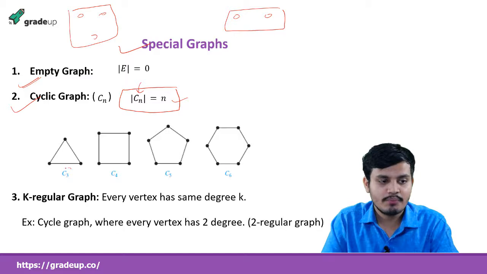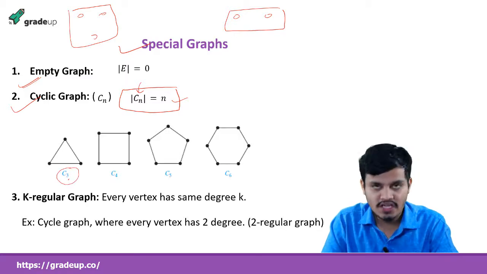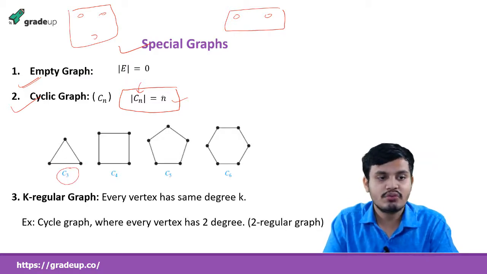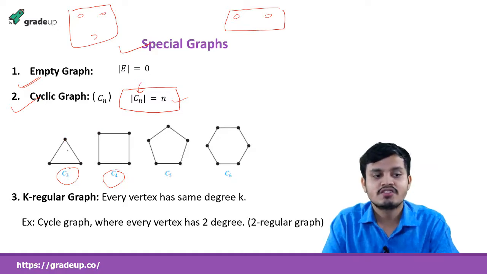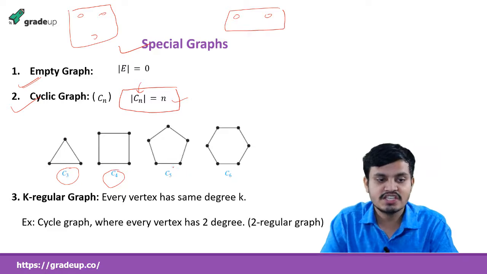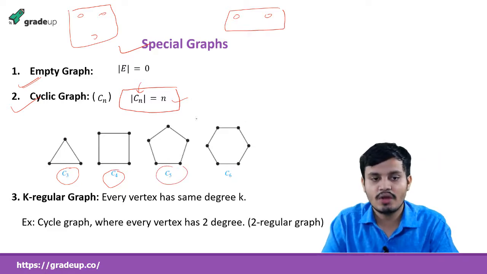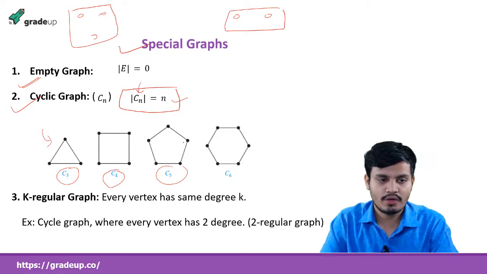So this is C3. How is it C3? Because it has 3 vertices and the number of edges is 3. This is C4, with 4 edges. This is C5. In each there is a cycle. This is an odd cycle because we have 3 vertices, and this 4-cycle is an even cycle. Odd cycle and even cycle.